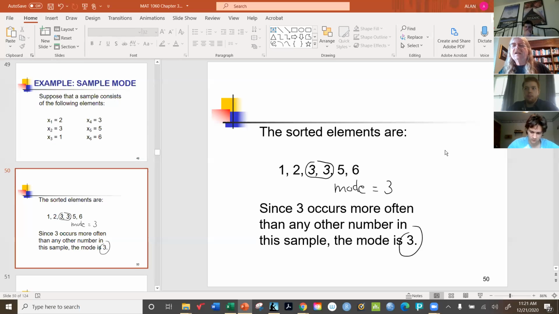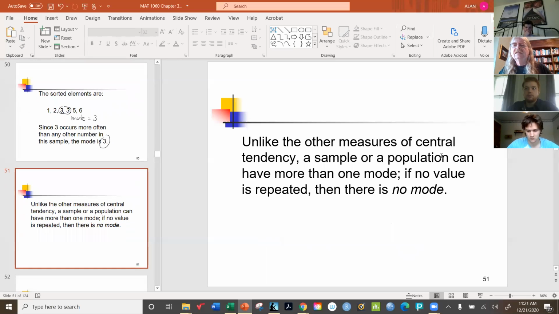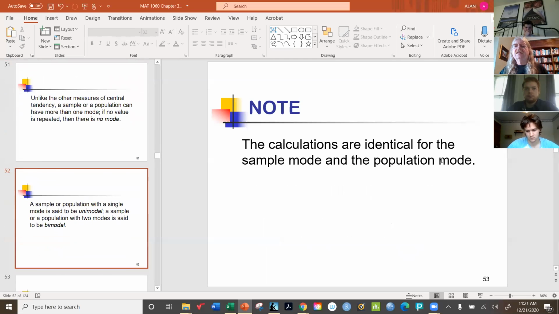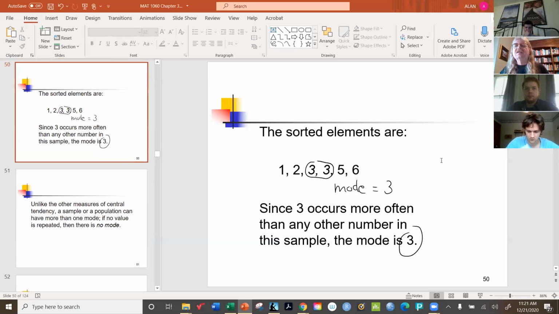Now, here's one of the quirky things about the mode. What if we have something like this? Oh, I didn't have an example. Let me show you an example where it can get very bizarre.